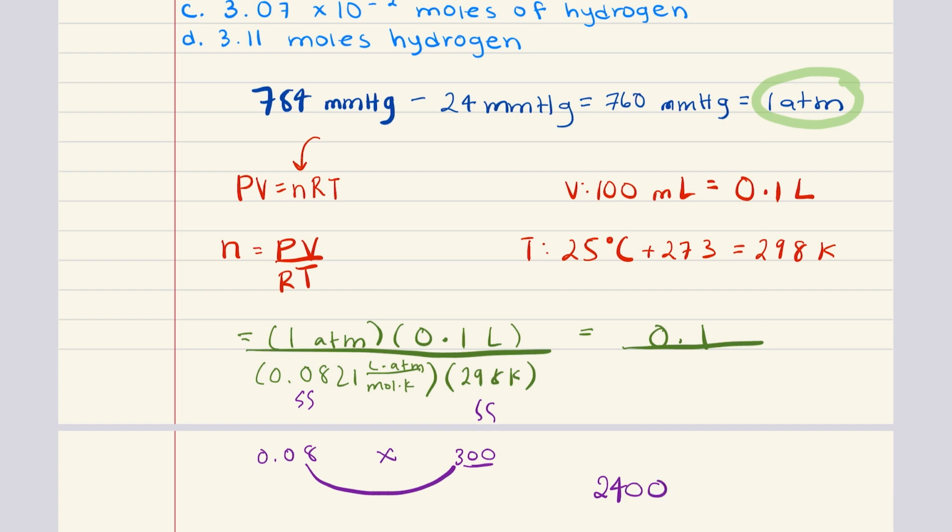That's not our final answer because this would be the answer if we were multiplying 8 times 300, but we are actually multiplying 0.08 times 300. So to get the correct answer, we need to move the decimal place 2 places to the left to get our correct answer, which is going to be 24.